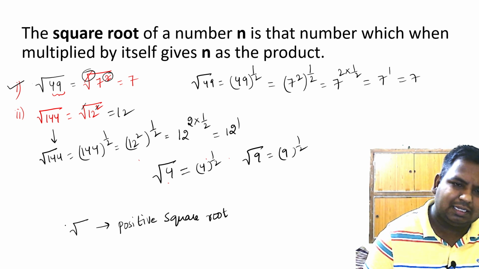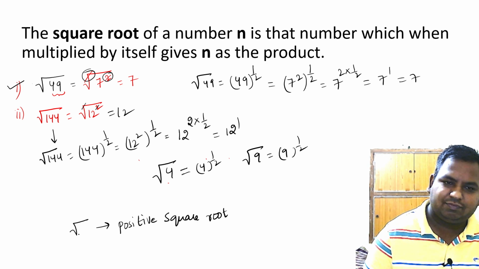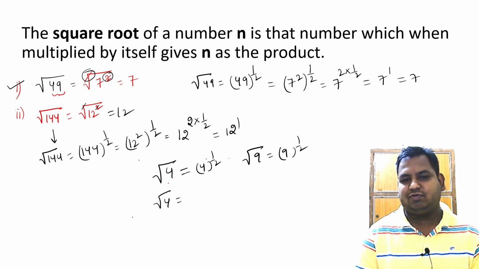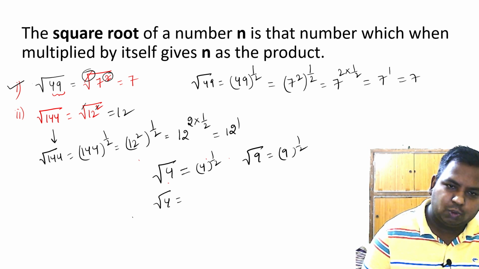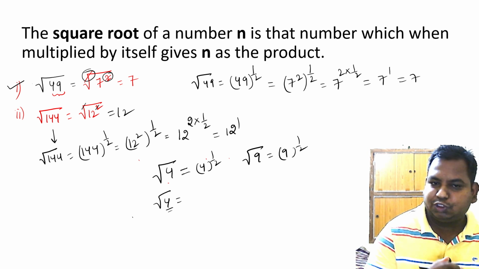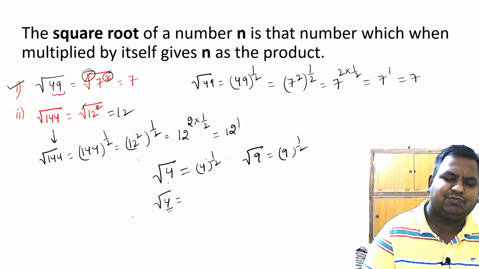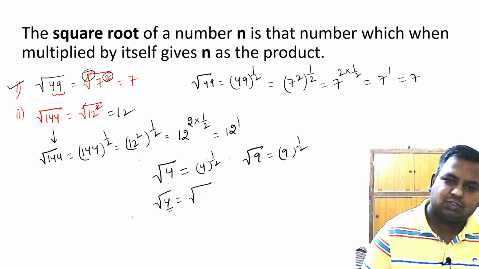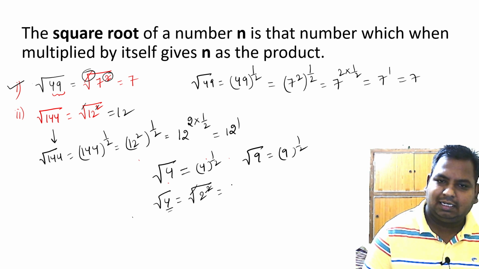I'll repeat once again. For example, we have root 4, and you need to find the square root of 4. So what should you do? You need to think of a number whose square is 4. So I can think of 2, because 2 square is 4, and square and the symbol get cancelled. Answer is 2.